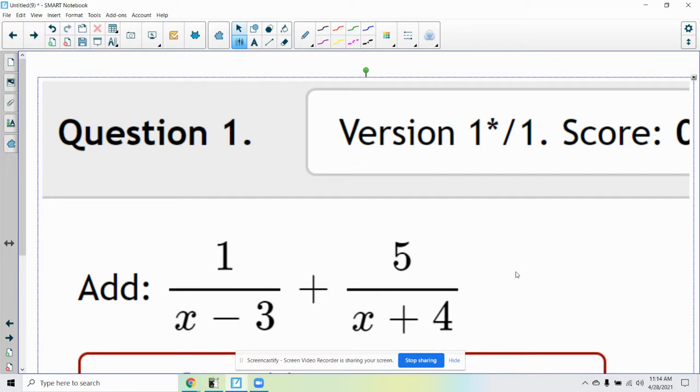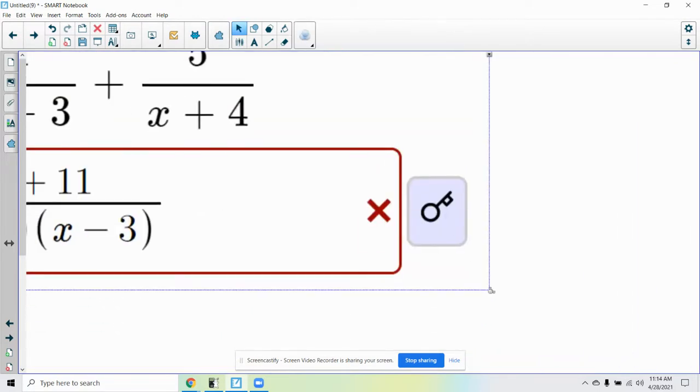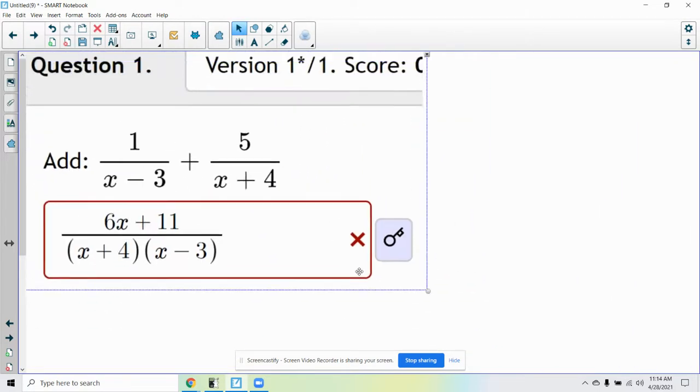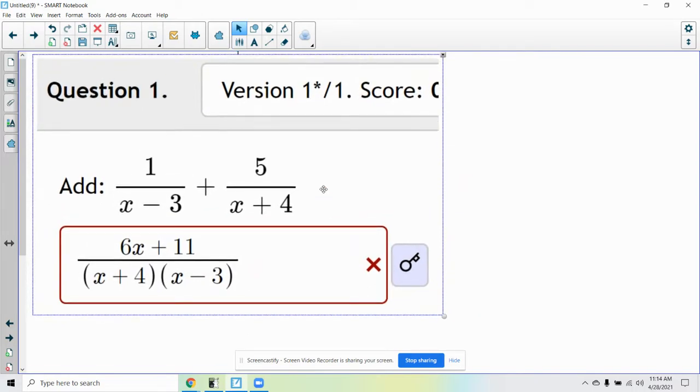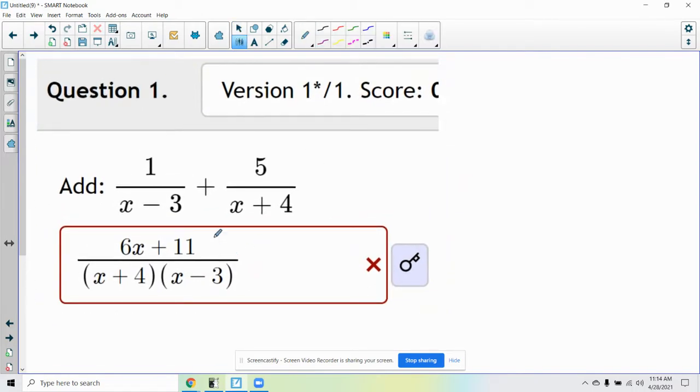Question 1, I forget what section this is from. So it says we want to write this as one fraction. So this has a denominator of x minus 3. This has a denominator of x plus 4. So I'm going to multiply each of them by what they're missing. I'll multiply this by x minus 3 over x minus 3.